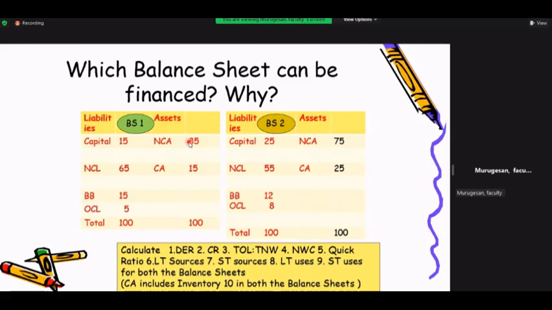Why? Because the 5 lakhs has gone from this side. The bank borrowing, which is current liabilities, has been used for long-term assets. For creation of long-term assets, they have used short-term liabilities.